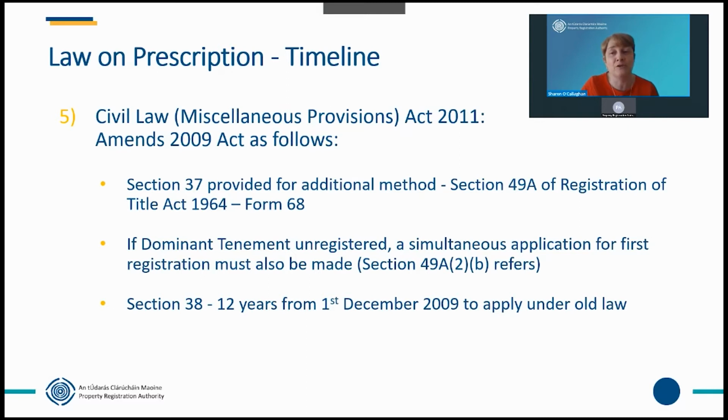Applications could now be lodged directly to the PRA under a new Section 49A of the Registration of Title Act 1964, without the necessity of obtaining a court order. Just to note that this process is only for non-contentious cases though. If the dominant tenement is unregistered, a first registration application must be made at the same time. And Section 38 also extended the transition period for applying under the old law, and it allowed a claim under the old law to be brought before the 1st of December 2021.